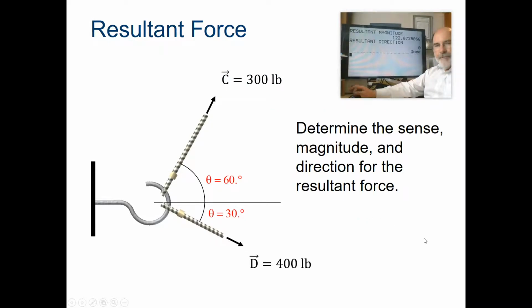Here's a drawing from PLTW. It shows a wall that has a hook fastened into the wall, and two cords are fastened to the hook. One of them is labeled vector C and has a magnitude of 300 pounds, and is making an angle of 60 degrees with the positive x-axis off to the right on the screen. Vector D has a magnitude of 400 pounds and is pulling at 30 degrees below the positive x-axis. So what is the sense, magnitude, and direction for the resultant force?